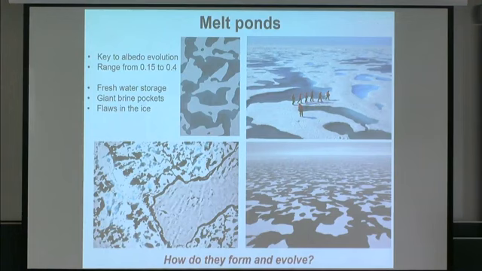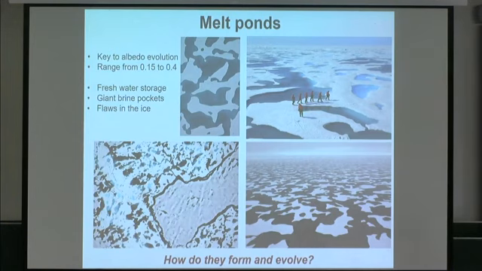And it's not just in terms of albedo that we have to worry about ponds. If we're looking at freshwater balances, ponds are storage areas. We can think of ponds in a way as being giant brine pockets, so they impact freeze-up. And they are also flaws in the ice that can contribute to the breakup of the ice cover in the summer. Ponds are really interesting.